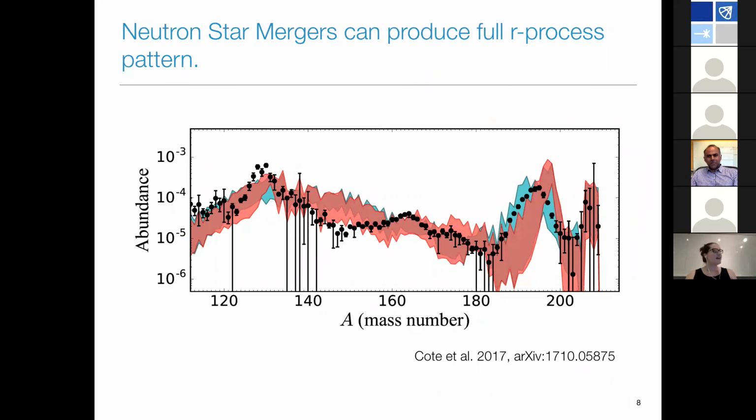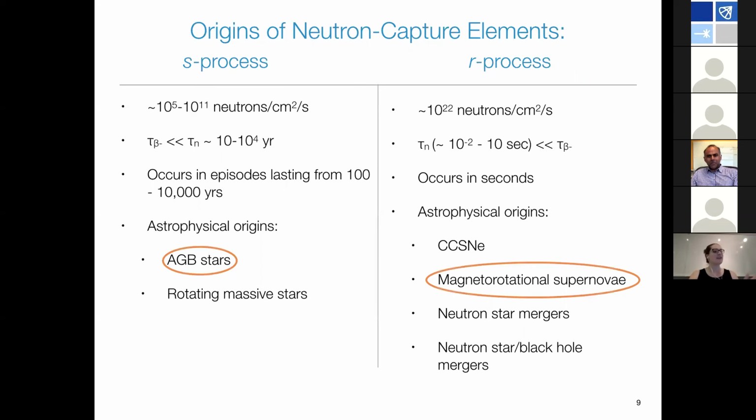So then we also have neutron star mergers. Here's a simulation by Cote et al. 2017. And as you can see, it's able to produce the full R process pattern. So to summarize, for barium, we're considering AGB stars, and then magnetorotational supernovae and/or neutron star mergers for the R process.